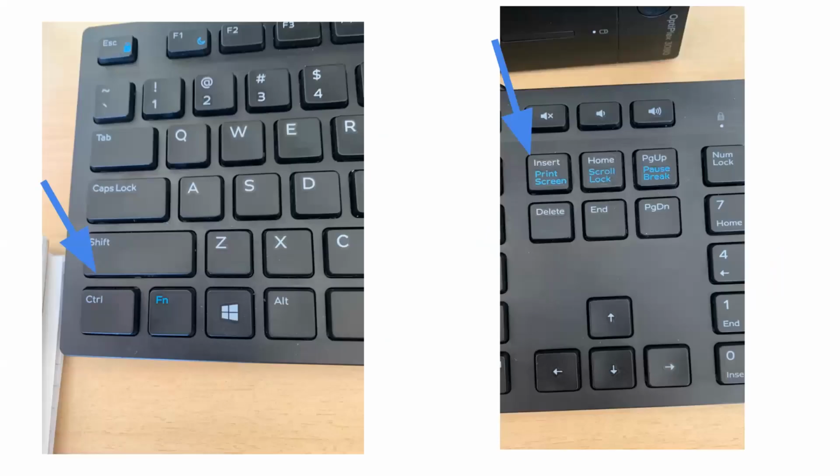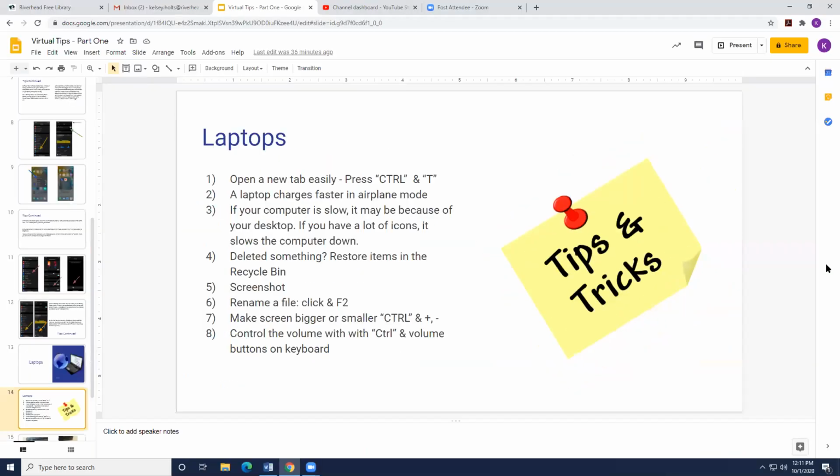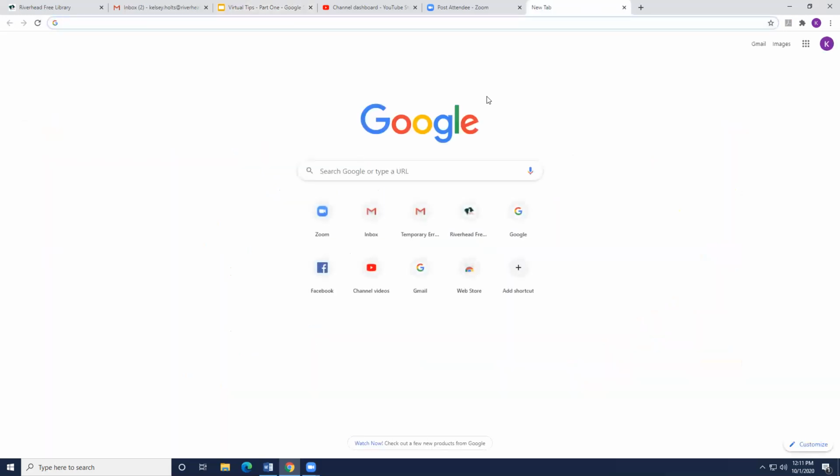Okay. So the first thing I want to show you is the buttons that we are going to be using. The Control button is underneath the Shift. And the print screen is what we're going to be using for our screenshots. Okay, so I'm going to go back and we're going to open up a new tab. So what I'm going to do is Control, hold it down, T. Oh, look at that. We opened up a new tab.